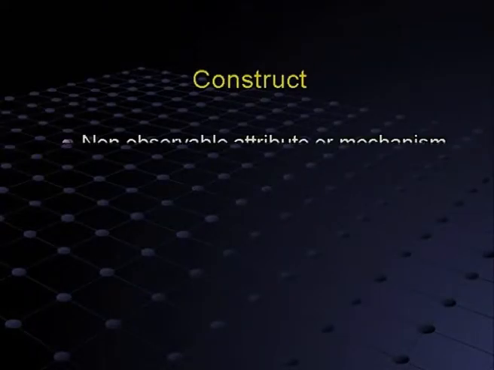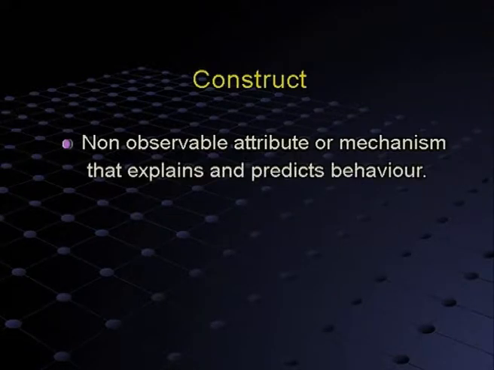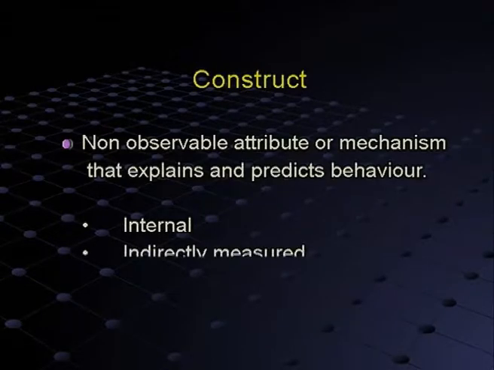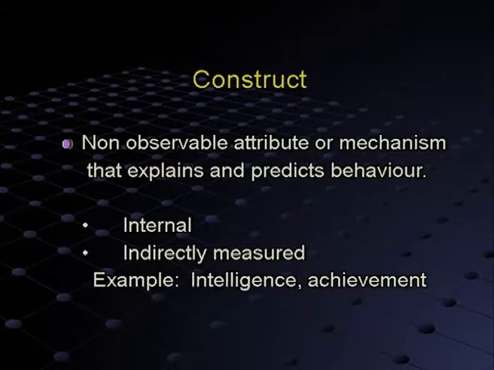Now, before we understand the different types of variables, we will try to understand a word that is also used in psychological data, that is construct. What is the meaning of a construct? A construct is a non-observable trait or attribute which explains our behavior. This construct is internal, it is inside the human being and cannot be directly observed, but it explains our behavior. For example, intelligence and achievement are constructs.